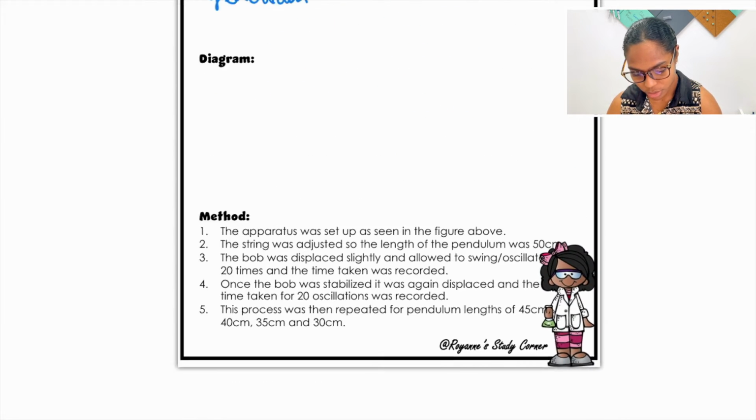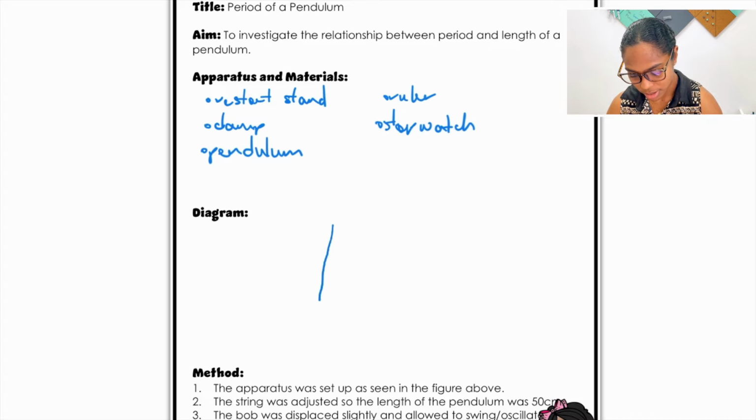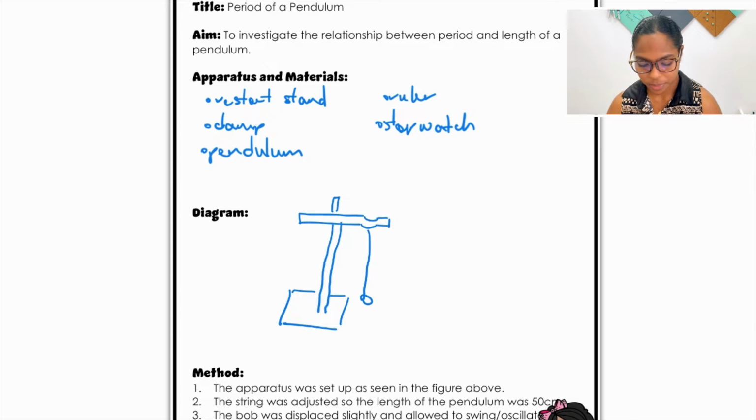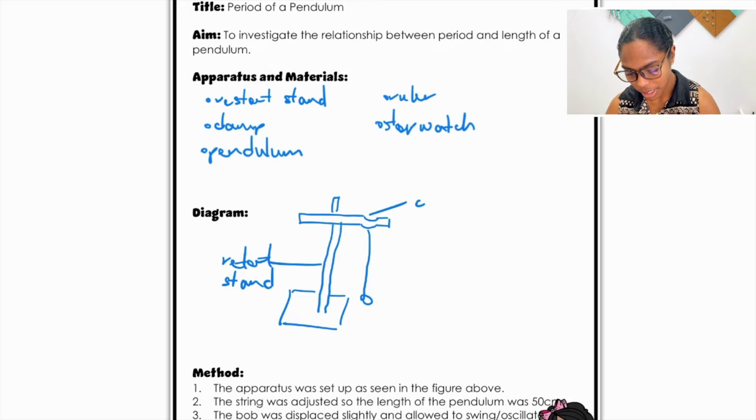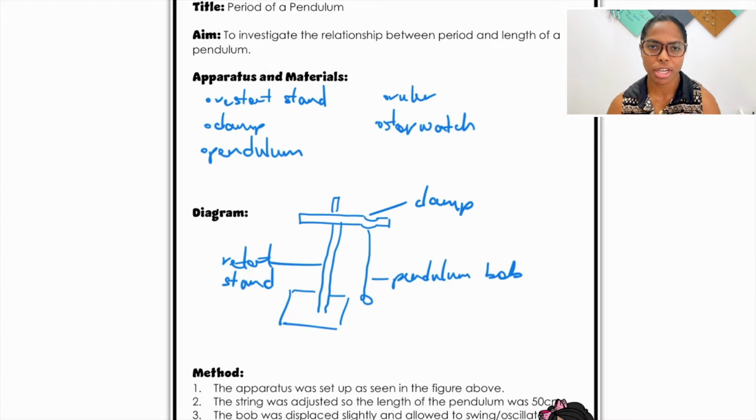So I have my retort stand. You all know I can't draw to save my life, so this is as good a retort stand as you are going to get. So this is my retort stand and my clamp, and from here I have my pendulum bulb. Now you will have a neater and nicer drawing than this, and I'll make sure to label it. So I have my retort stand, my clamp, and my pendulum bulb. I won't include my ruler and stopwatch here since those are pretty much free and I just use them when necessary.